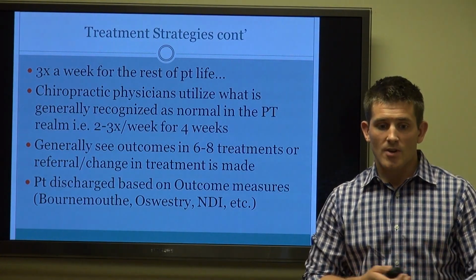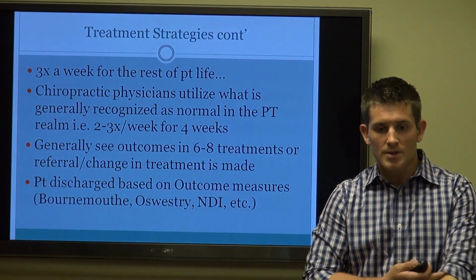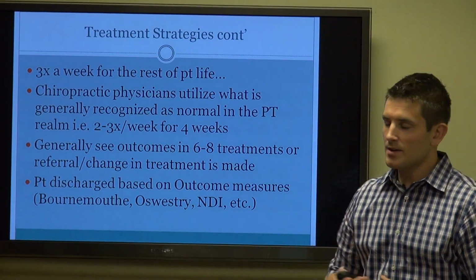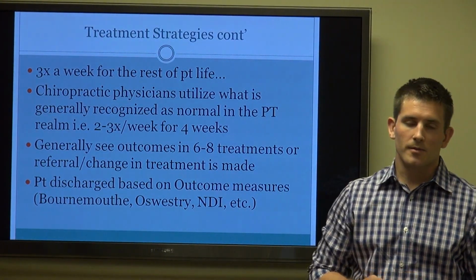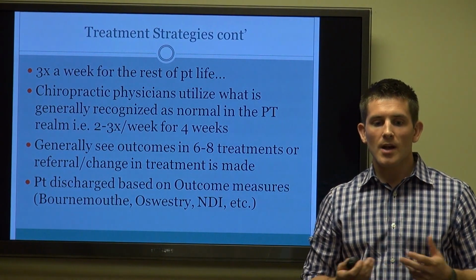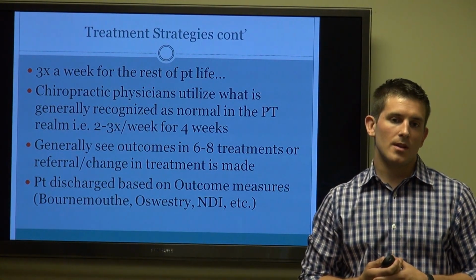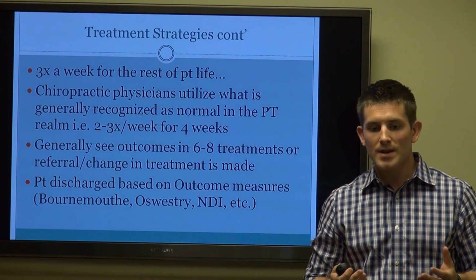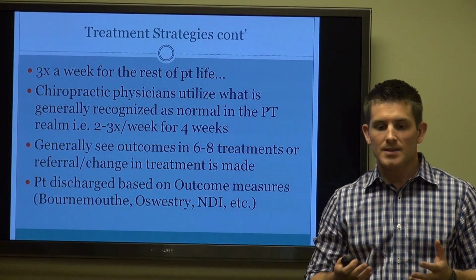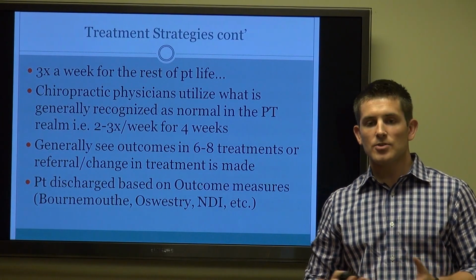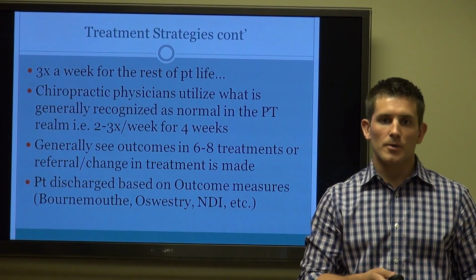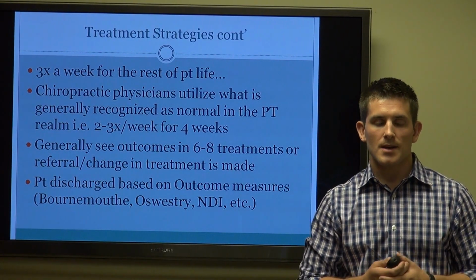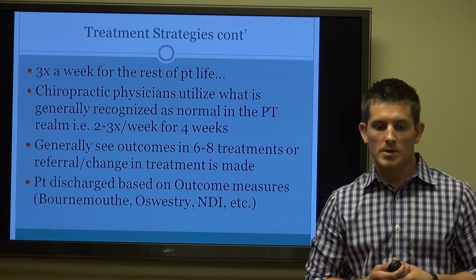So again, treatment strategies. Of course, we're going to see the patient 3 times a week for the rest of their lives, right? That's what you guys hear typically with chiropractors, but again, that's not the case. We'll utilize what's generally recognized as normal in the PT realm. So we're looking at 2 to 3 times a week for about 4 weeks. If we're not seeing outcomes in 6 to 8 treatments, we're generally going to change our treatment or make a referral to get something else in the picture if we're not quite getting where we need to be.